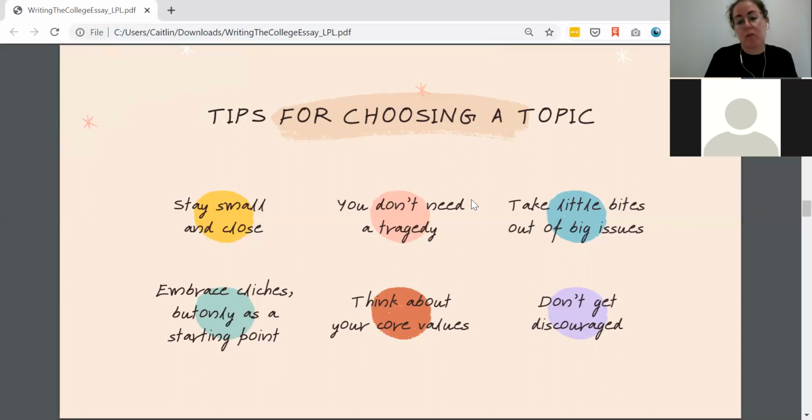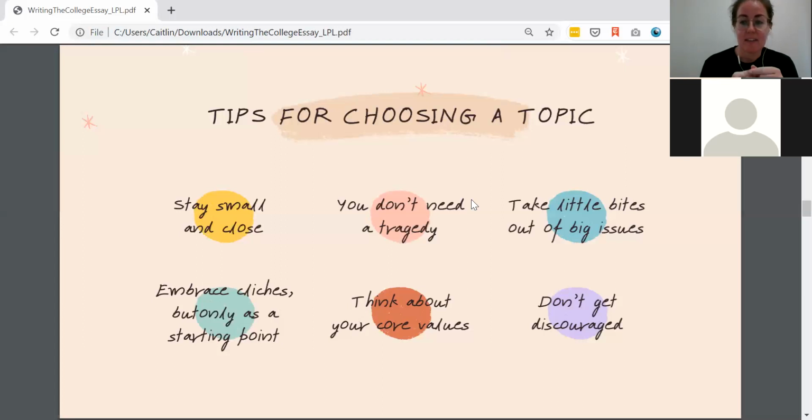The next tip is to take little bites out of big issues. You might find yourself wanting to talk about Palestinian independence or COVID or the need for racial reparations in America. And you know what? Those are very important topics, but you only have, I think it's like 1,500 words. So you got to be very precise and deliberate and take small bites out of those big issues when you approach a topic. You can embrace cliches, but only as a starting point.